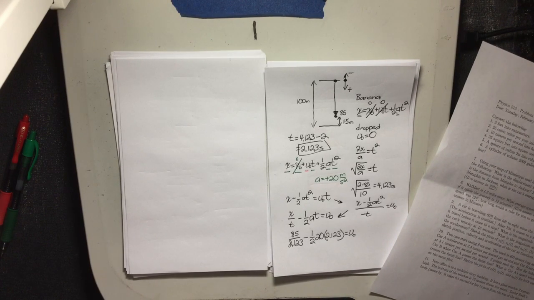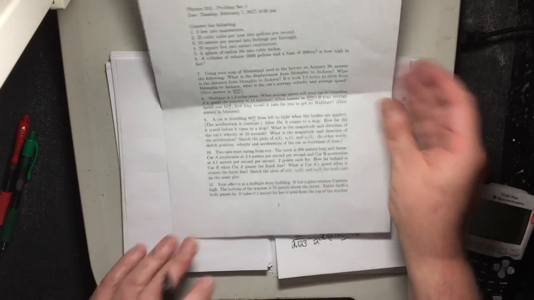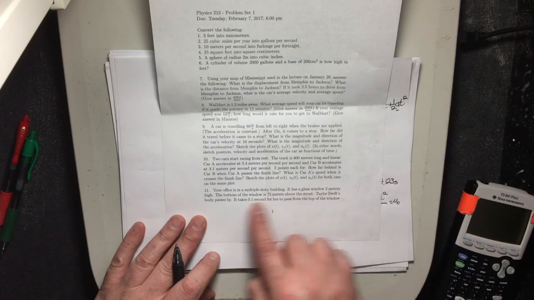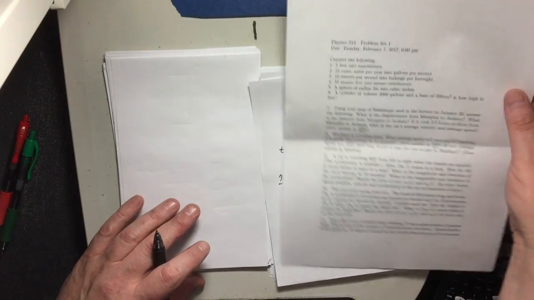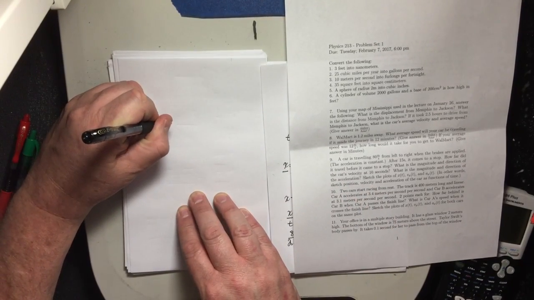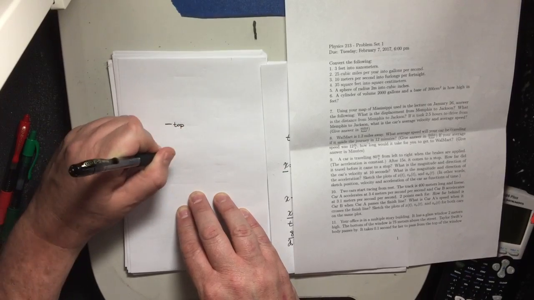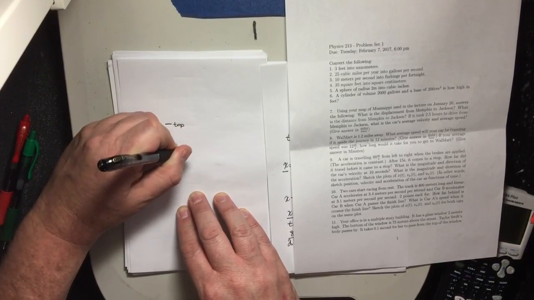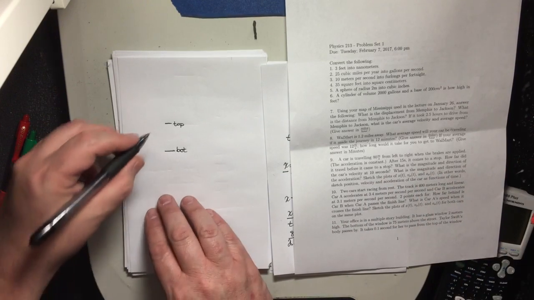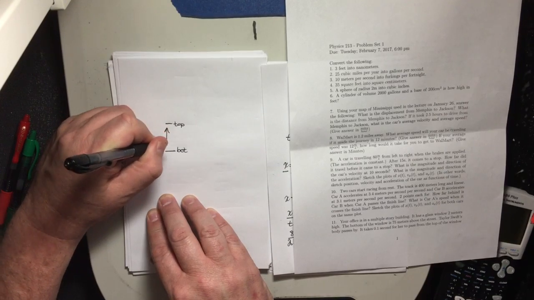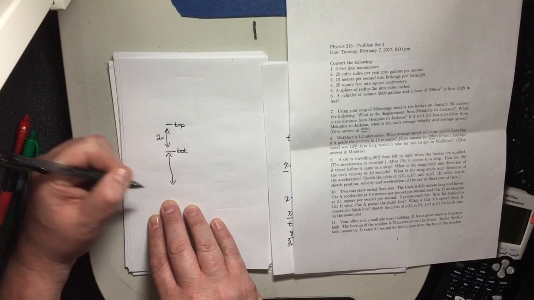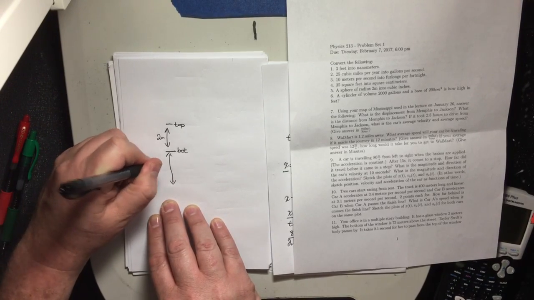So this is the beginning of 11. Your office is in a multiple-story building. It has a glass window 2 meters high. So there are 2 points in the room that are important. Top of window, bottom of window, and they're not drawn to scale. The difference between the two is 2 meters. The distance from the bottom of the window to the street is 75 meters.